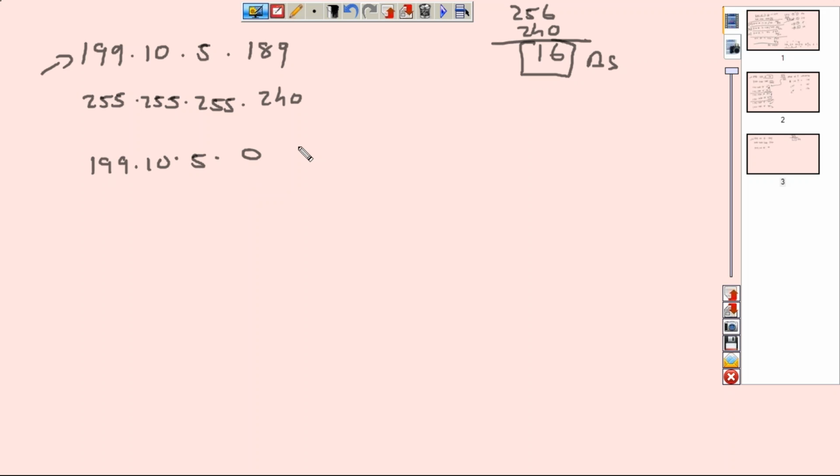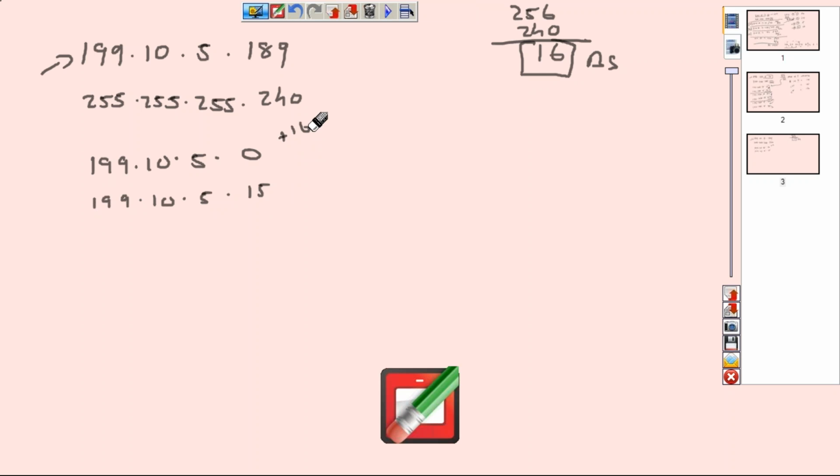199.10.5.0, and we add the block size. What do we get? 199.10.5.15, right? 0 plus 16 minus 1.